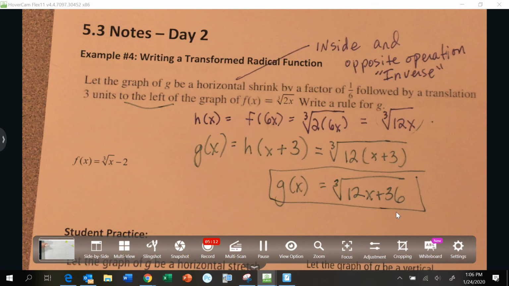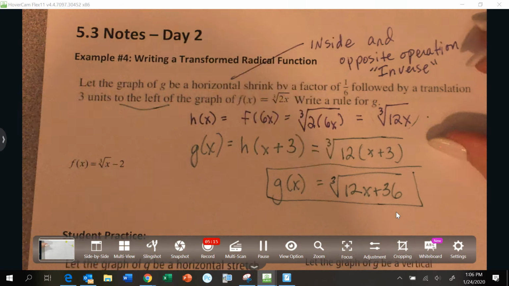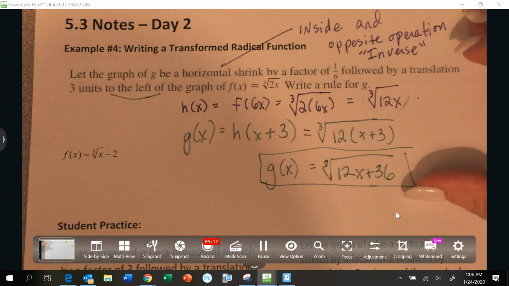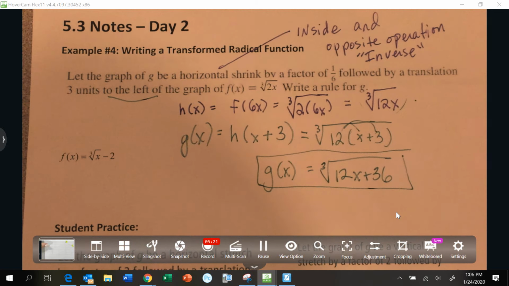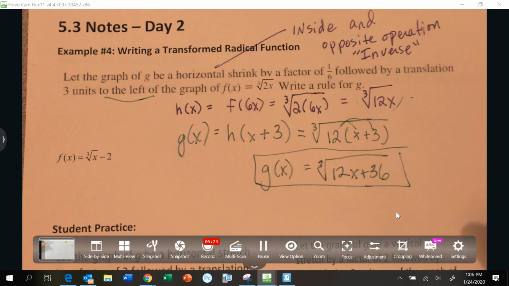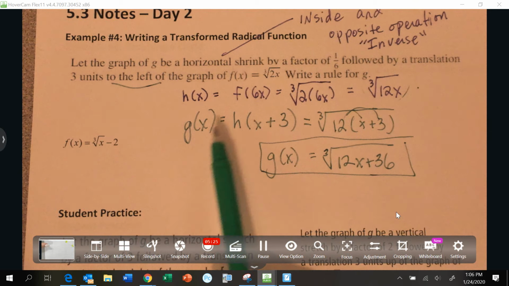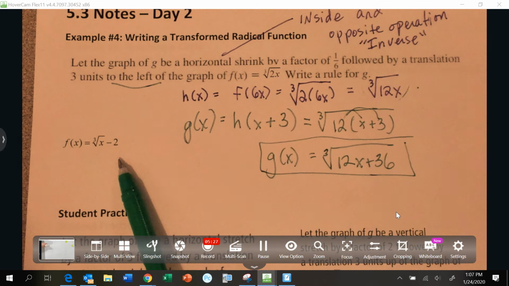Rachel, where did you get the 36? I distributed 12 times 3. Yeah. Okay, so let's do the exact same thing, just with a different function.